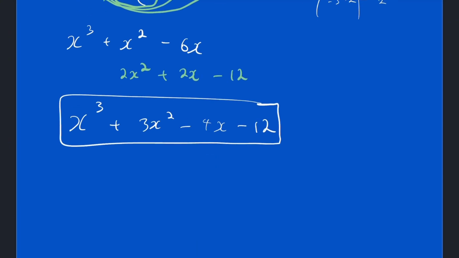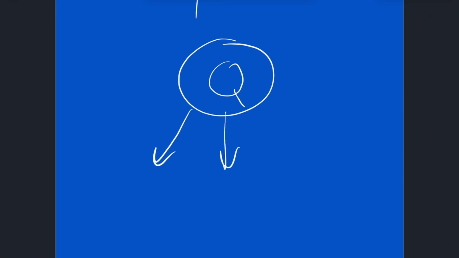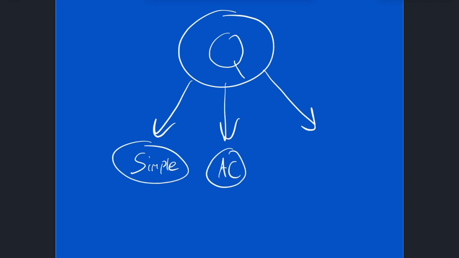In GCSE, you won't need to factorize this, but you might need to expand to get to it. This is a cubic. So for quadratics, there are 3 methods to solving them. We have just done the simple method here. There is another method called the AC method. I'm going to go through it now.